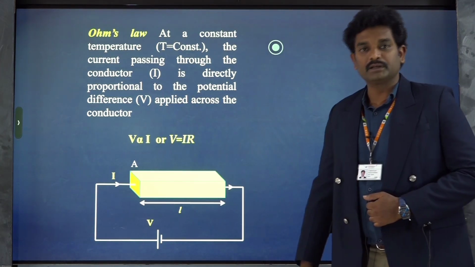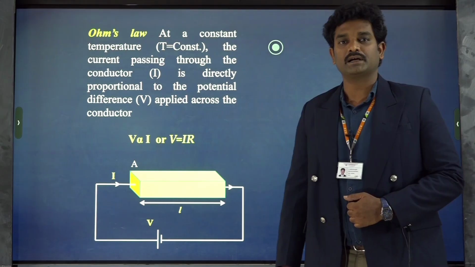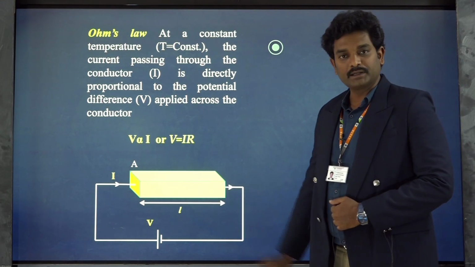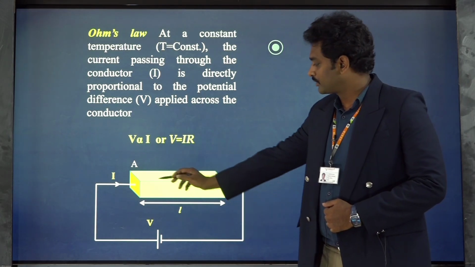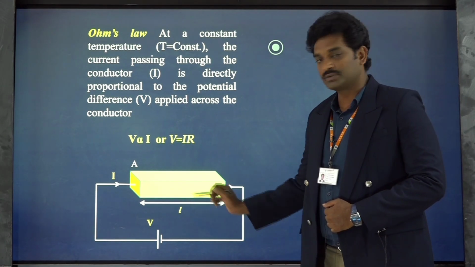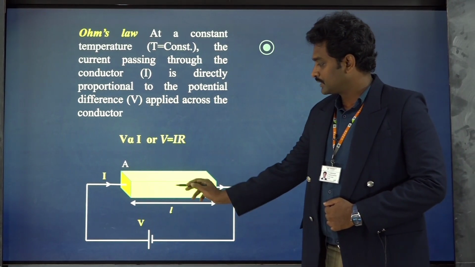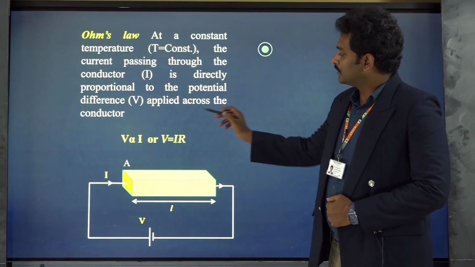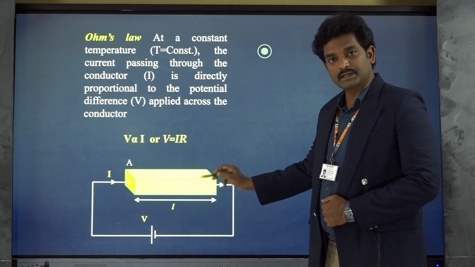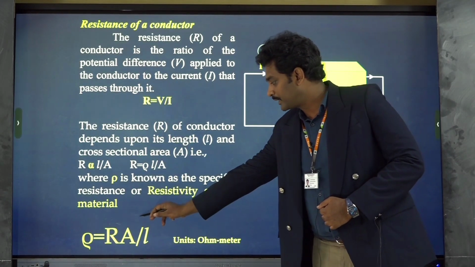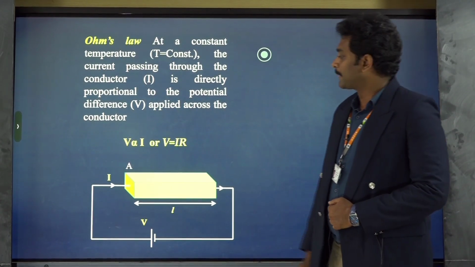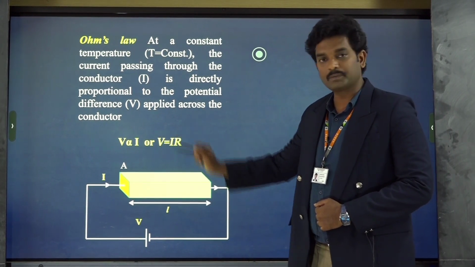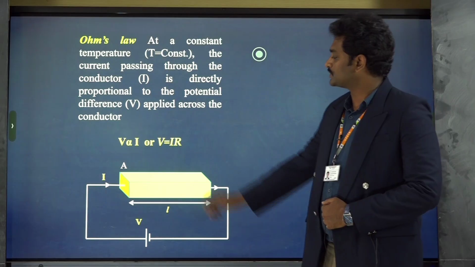Before dwelling into semiconductors, I will start with a very basic concept called Ohm's law. Let's take a small conductor of length L and area of cross section A, and we apply a voltage to it. What happens when we apply voltage to a conductor? There will be a current flow through the conductor. The current flowing through this conductor is directly proportional to the voltage that we apply. As we increase the voltage, the current will also rise. So the voltage is directly proportional to current. V is directly proportional to I.